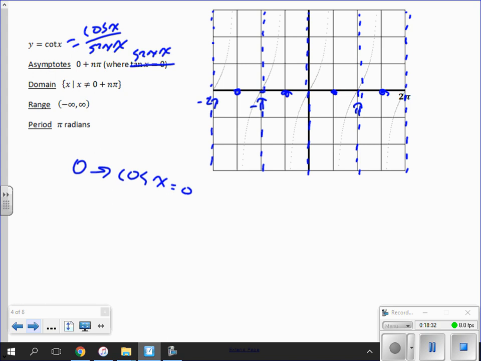Like pi over 2, wouldn't it be undefined there as well? No. Pi over 2, it's because, why is it infinite? It goes up forever because the denominator is getting really small as the numerator is getting larger. Okay, that's what's happening here.